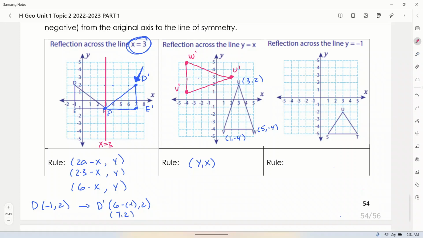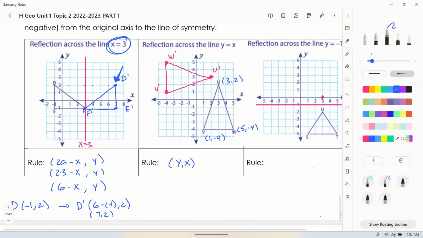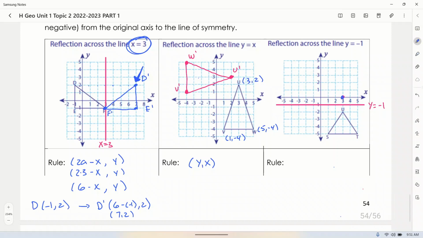Okay, so let's go to the next one. We're going to reflect across the line y equals -1. There it is. So I've drawn it in for you. Now, from a perspective of just graphing, U is 1 below, so it's going to shift to 1 above. T is 1, 2, 3, 4 below, so we're going to go 4 above. S is 4 below our line of symmetry, so we're going to go 4 above.